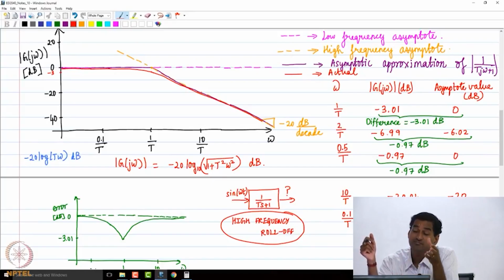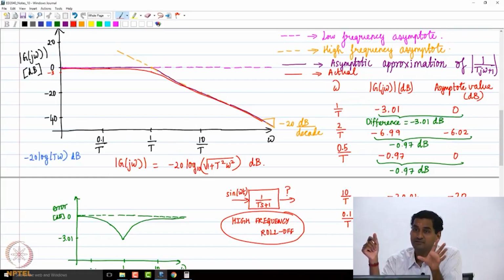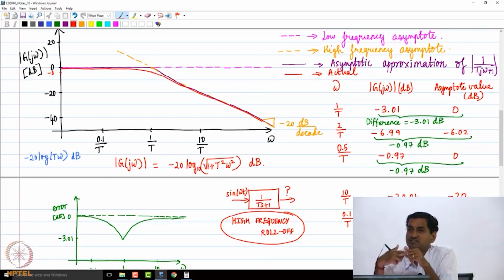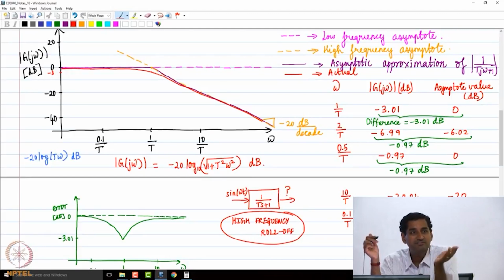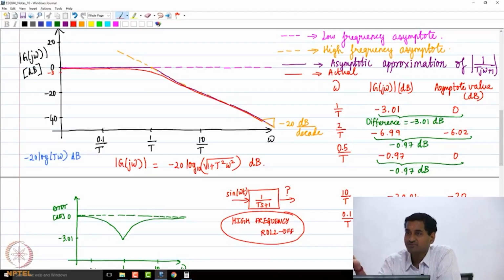So what is going to happen if I give a sinusoidal input whose frequency is, let's say, 10 by capital T? The magnitude is going to be scaled by minus 20 decibels. What is minus 20 decibels in absolute units? That's going to be 1/10. So the magnitude of the sinusoidal signal with a frequency of 10 by capital T is going to be 1/10 at the output. So you can immediately see that you are having low pass filter action. It's attenuating high frequency signals.